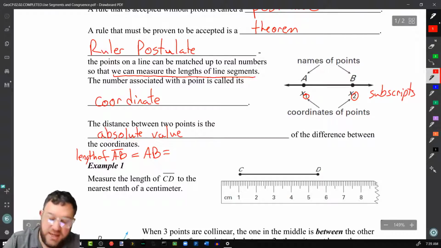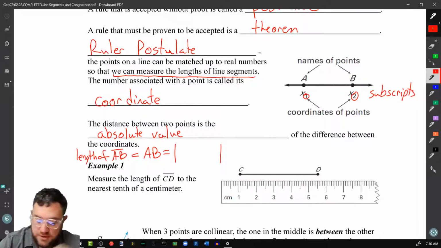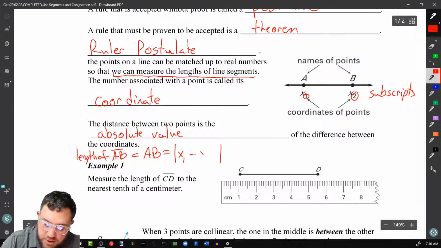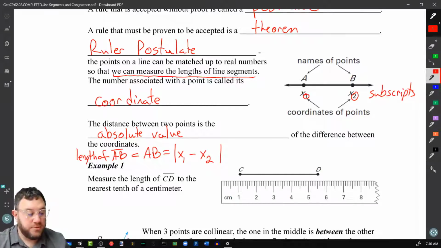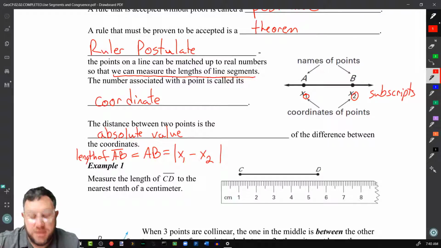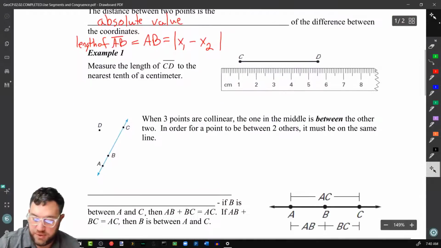And that would be the absolute value. Remember, that's when we do those bars. And that tells us to make the answer positive. And it would just be x1 minus x2, whatever those numbers happen to be. You could do 2 minus 1 if you wanted to. x2 minus x1. It doesn't matter because we're gonna take the absolute value. And I'll show you that on example 1 here, how it does not matter which way you do it.